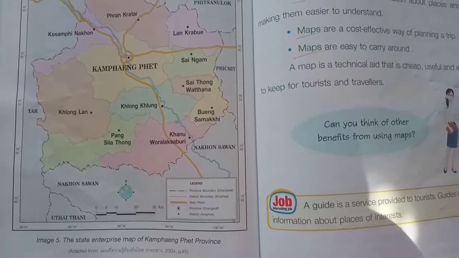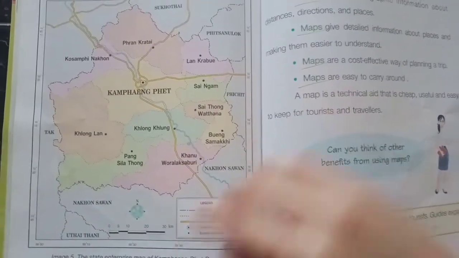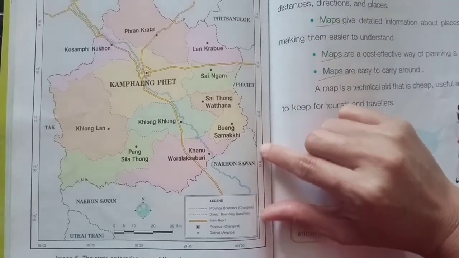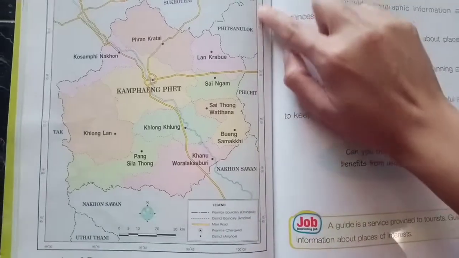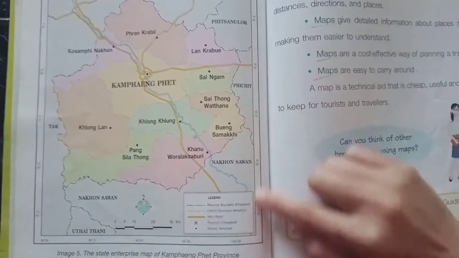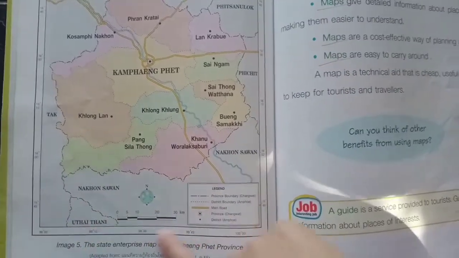Okay, students, on page 72 in your workbook, student's book, I mean, you have this enterprise map, as you can see, and there are numbers around here. This one is the longitude, and this one here is the latitude.